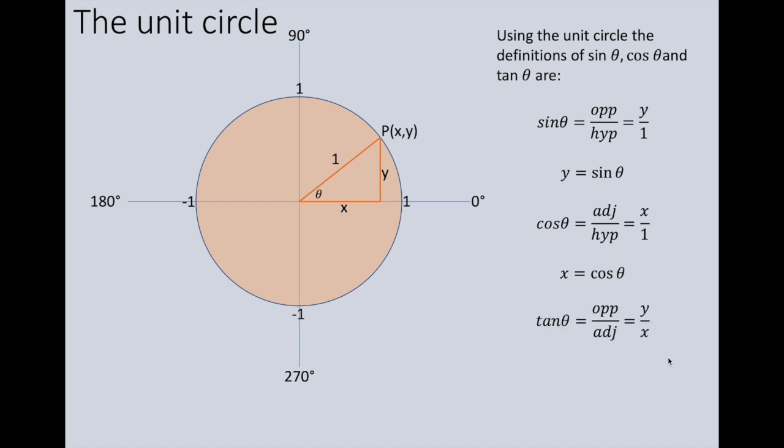And finally, tan theta is opposite over adjacent, so that's y over x, which is the same thing as the gradient of the line. And we saw that again by looking at some of the gradients. Okay, let's see if we can use this then.